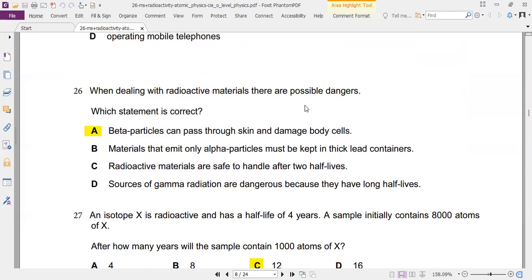What are the dangers? Well, beta particles can pass through skin. Yes. Why are B, C, D not applicable? Because, look, material that emits only alpha particles must be kept in thick lead containers. No need for this. Alpha particles can't even pass through paper. So if you have a paper, you can stop alpha particles. Radioactive materials are able to be handled after two half-lives. No, that's a joke. Sources of gamma radiation are dangerous because they have long half-lives. That is also another joke. This is not true.